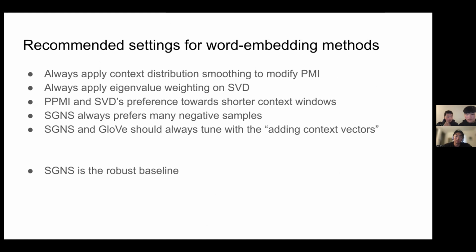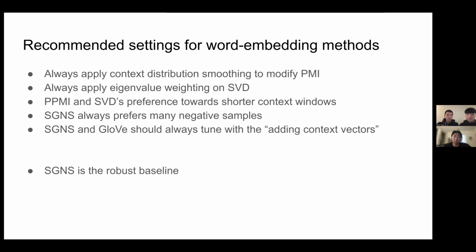The first one would be to always apply context distribution smoothing to modify PMI, since it consistently improves performance on all the methods it applies to, and is applicable to all the methods but GLOVE. Second, always apply eigenvalue weighting on SVD. Despite it being typically advised to set the eigenvalue weighting to 1 in a normal SVD setting, this study suggests that eigenvalue weighting provides better performance.